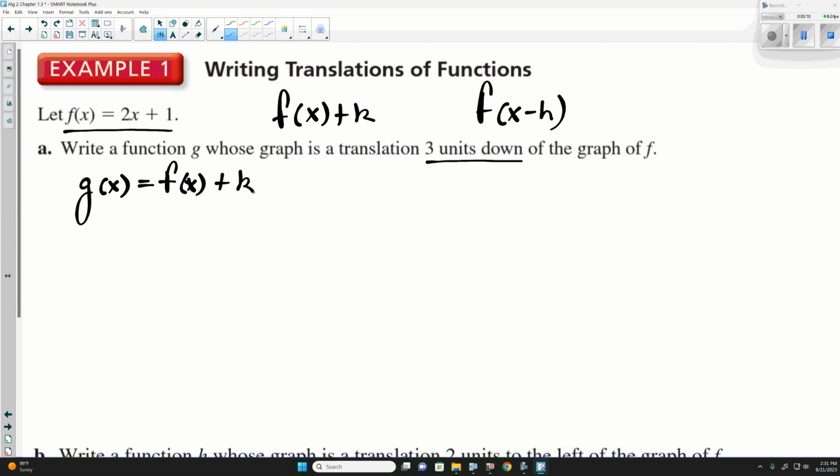So this is what we want to start off with. Now, they told us to name a function g, whose graph is a translation 3 units down of the graph f. So we'll call the new function g of x. Now, the only reason we use g of x or h of x is to name a different function. That way, when we're talking about them, we are not getting confused about which one we're actually talking about. We can distinguish one from the other. Now, any questions on this so far?